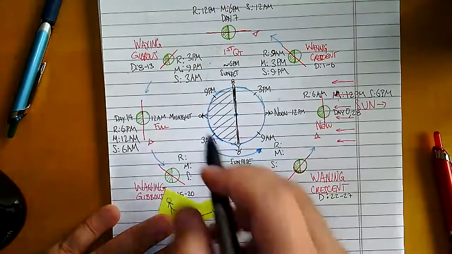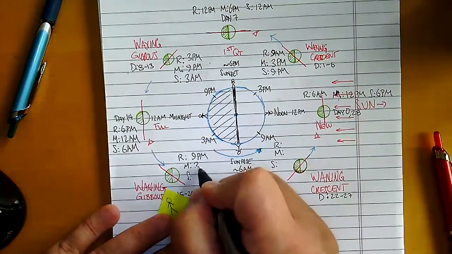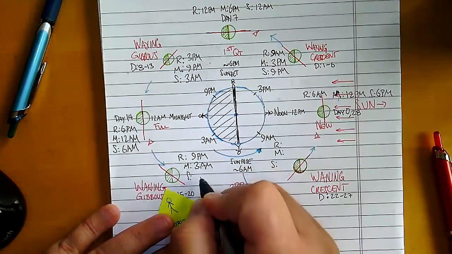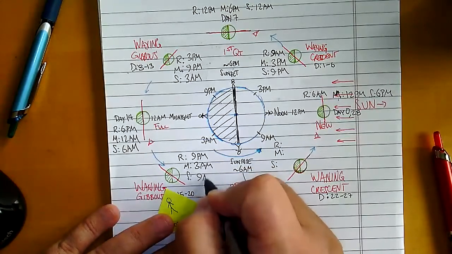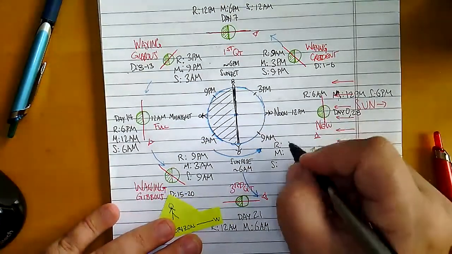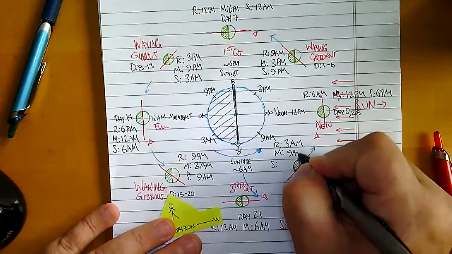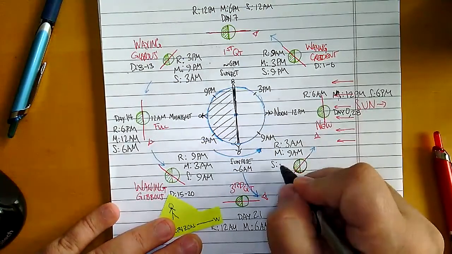The waning gibbous will rise at 9 p.m. It'll cross your meridian at 3 a.m. and will set at 9 a.m. And finally, the waning crescent will rise at 3 a.m. It'll cross your meridian at 9 a.m. and will set at 3 p.m.